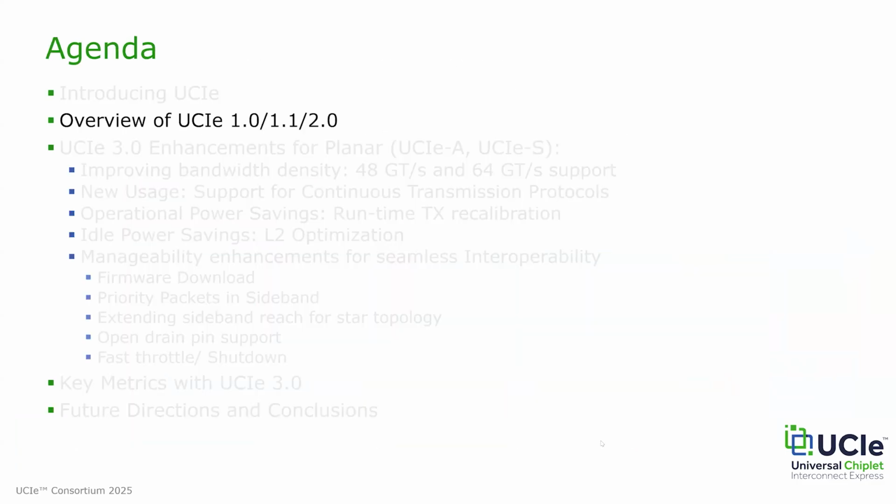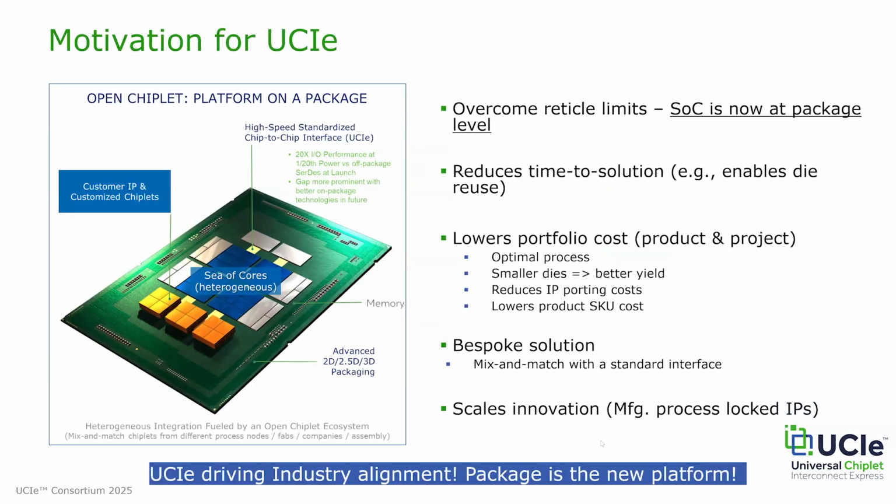So let's do a quick overview of the UCIe 1.0, 1.1, and 2.0 specifications. There are many drivers for on-package chiplets. As the die size increases, we need to meet the growing performance demand. So a lot of the designs are coming up against the reticle limit. And this is rampant across the volume segment, whether it is multi-core CPUs, GPUs, everybody has the same challenges.